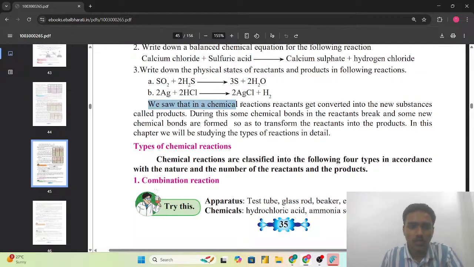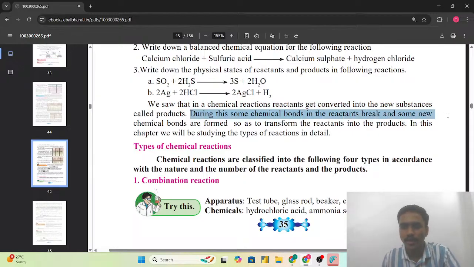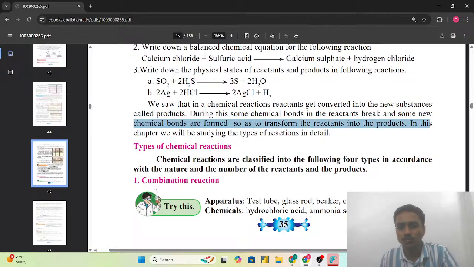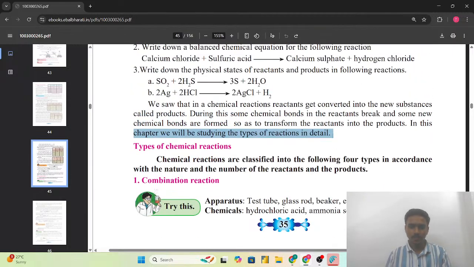So we saw that in a chemical reaction, reactants get converted into new substances called products. During this, some chemical bonds in the reactants break, and some new chemical bonds are formed so as to transform the reactants into the products. In this chapter we will be studying the types of chemical reactions in detail.